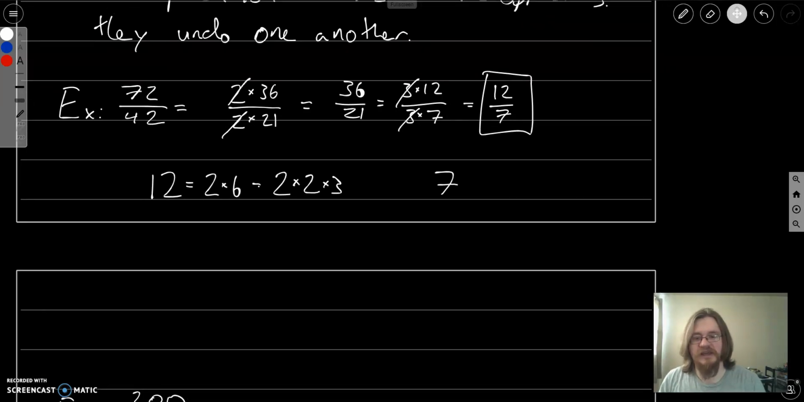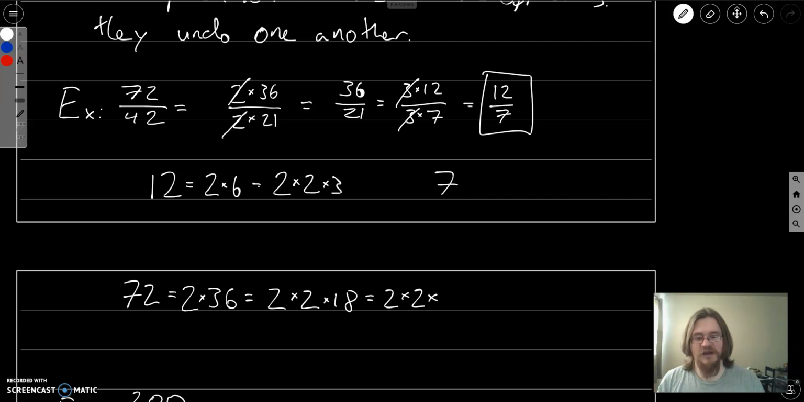And the one thing is that I can do this from the very beginning as well. And this, for some people, is really helpful. So let me go through this process. If I started from the beginning and I started with 72, 72 is going to be 2 times 36. And then 36 is going to be 2 times 18. 18 is 2 times 9. And 9 is 3 times 3.